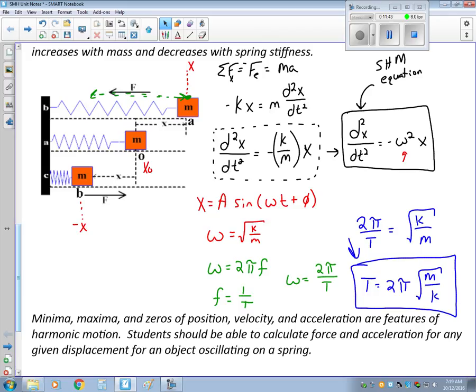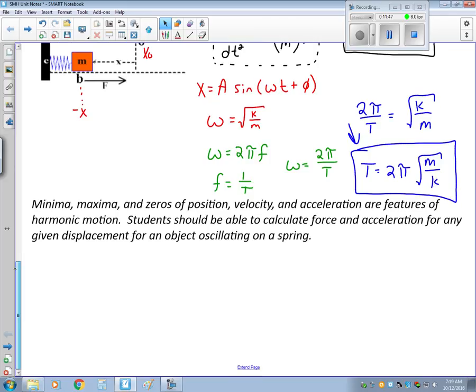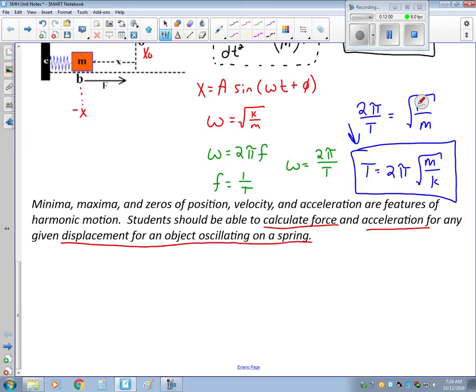So some things I expect you to be able to do. You should be able to calculate forces. You should be able to calculate accelerations for any displacement on the spring. And that shouldn't be too hard to do.